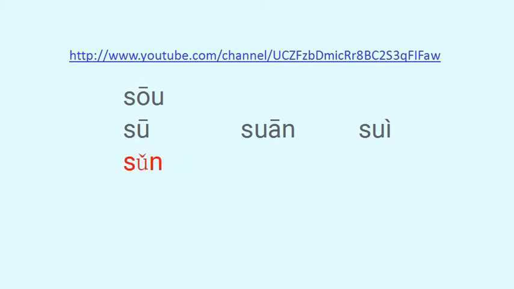Sun has the combination of alphabets UN form, so Sun is pronounced as Swan. Suo is pronounced as Suo. Please compare the pronunciation of this Suo with Sou before.